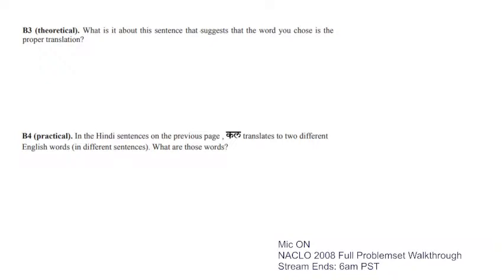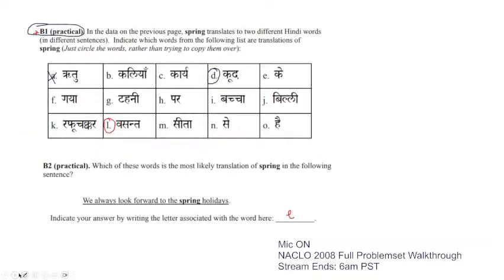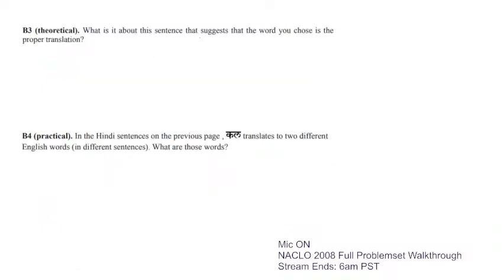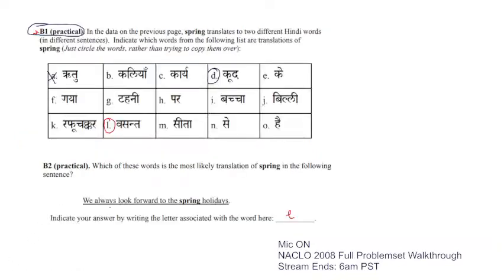What is it about this sentence that suggests the word you chose is the proper translation? Okay, I'm just gonna talk for this one because it's theoretical and I don't want to write the whole thing out with my mouse. So, which sentence? Oh, okay. So this is about the B2, practical. We always look forward to the spring holidays because the two definitions of the word spring are the season definition. Let me just write that out.